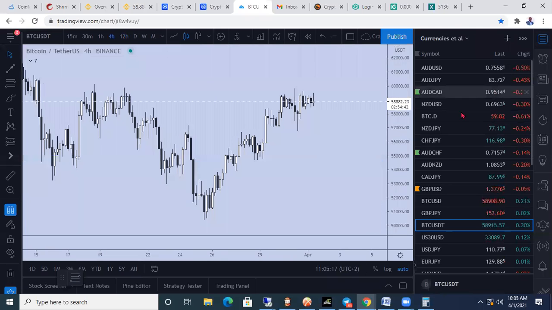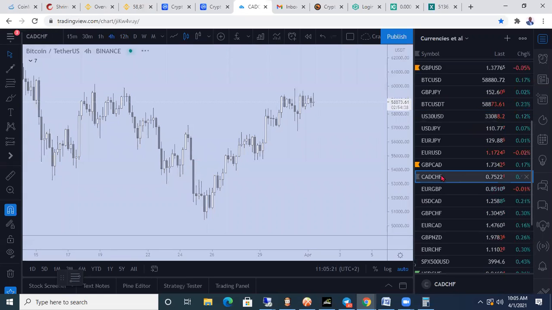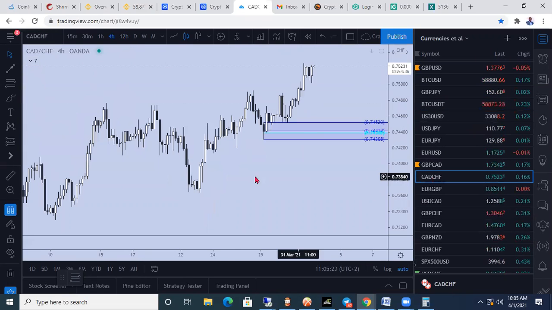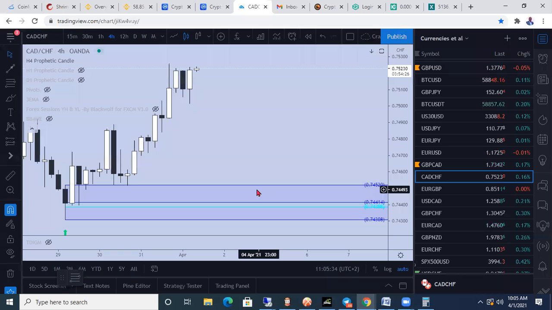You can pick a pair, like let's say CAD-CHF, for instance. Propose in your mind that you're going to do a back test of 1 year.